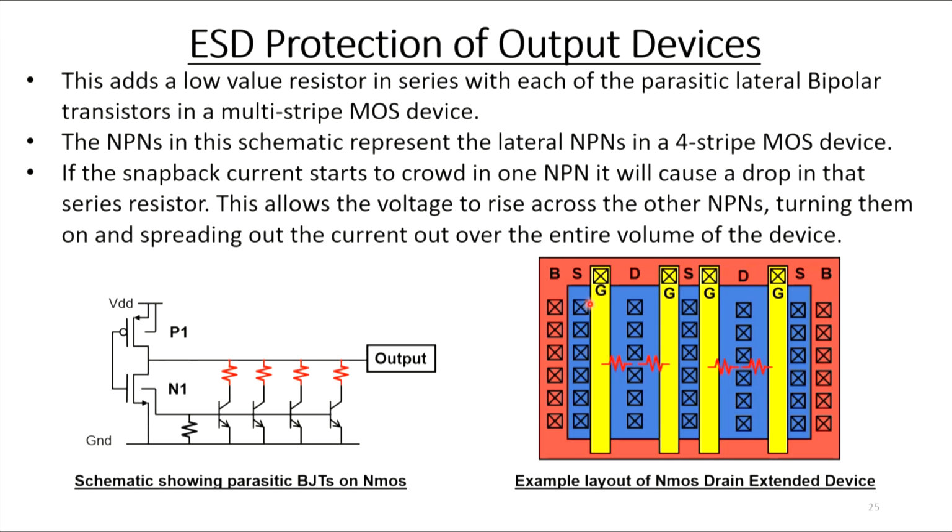We've taken the drain contacts and spaced them further away from the gate. The source contacts are still pretty close to the gate, but the drain contacts are spaced away. And then you might add a silicide blocking mask in here to make the resistance even a little bit higher. So once again, this is drain ballasting or drain extended devices. Very, very common on output devices.